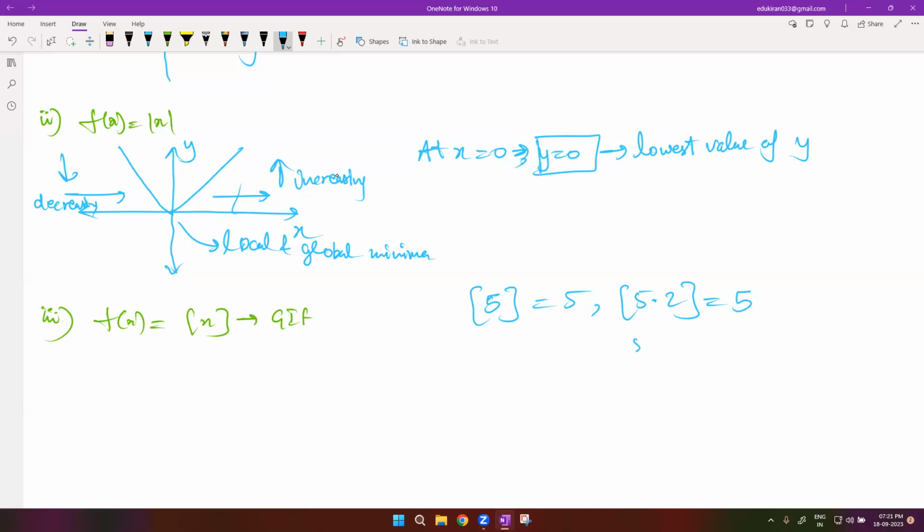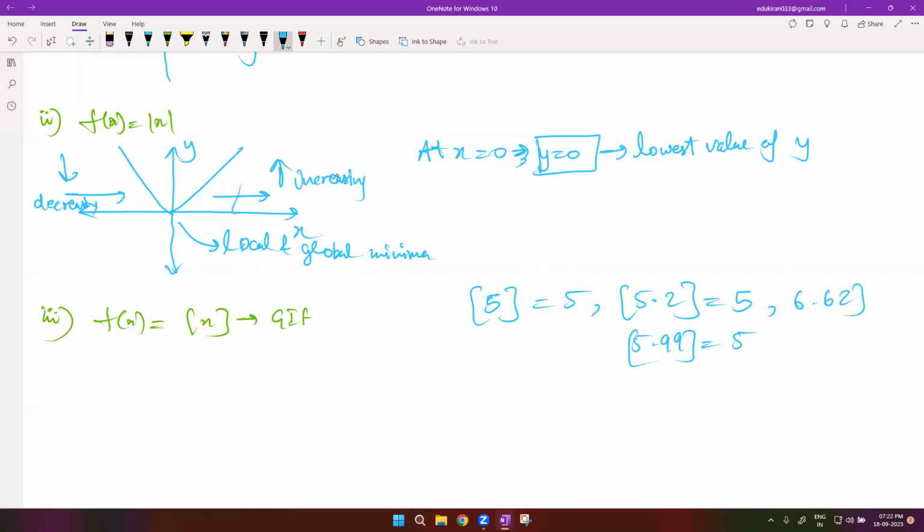So this will be the answer. So for example, 5.99, still 5. You can understand the greatest integer function as the greatest integer which is less than or equal to that value. So for 5.99, you have to find the largest integer which is lesser than 5.99. The largest integer lesser than 5.99 is 5, right? 4 will not be the largest integer which is lesser than 5.99. 5 should be the largest integer which is lesser than 5.99. So the answer is 5, right?